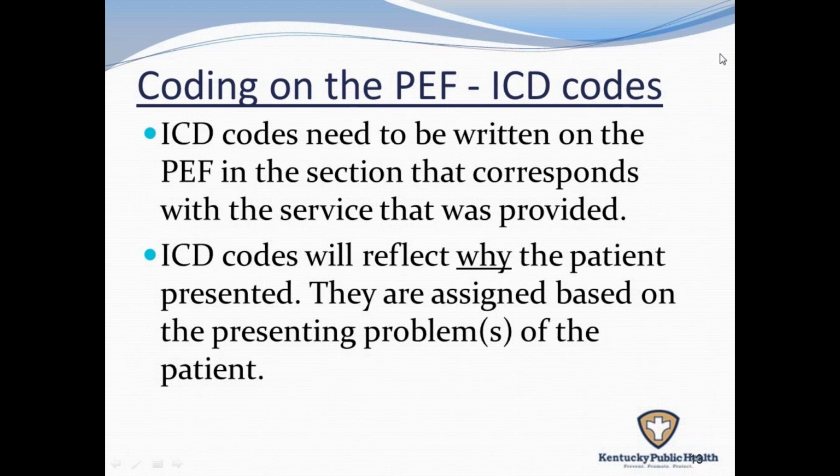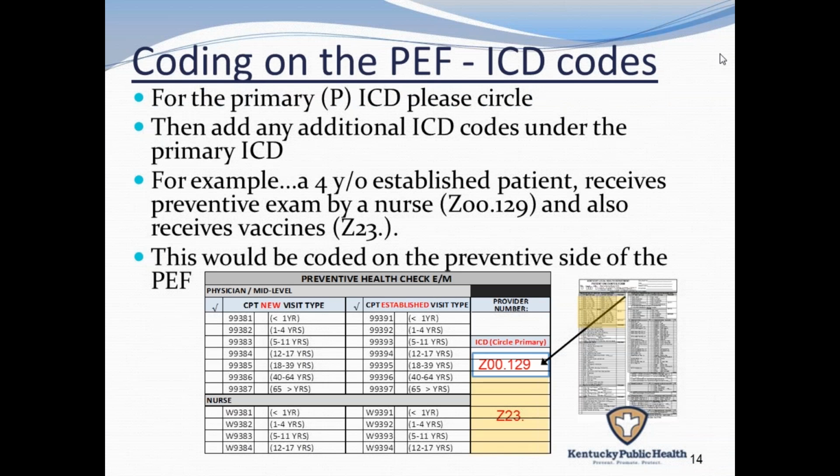The ICD-10 codes will reflect why the patient presented, which is your chief complaint. They are assigned based on the presenting problems of the patient, or rather, chief complaint, like we just said. For the primary ICD-10, because there's a lot of information on this PEF and it's hard to get everything on it, use it how you need to, but I would circle the primary one, because I would want my clerk up front to know that this is where I want this to go as far as cost centers. So just circle the actual ICD-10 code that you want that visit to go to, because as you all know, it's only the first ICD-10 code that takes it to the cost center. So let's just remember that, and go ahead and circle whichever one you think it should go to.